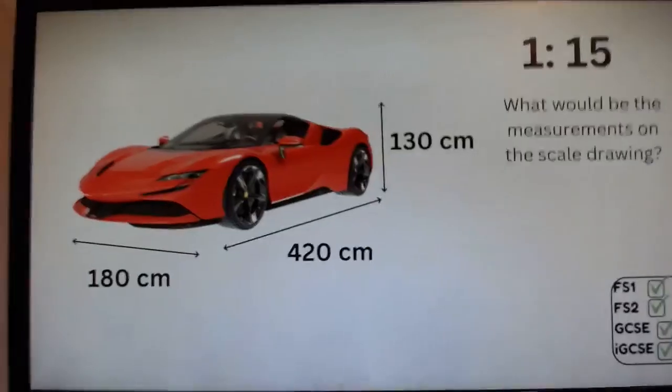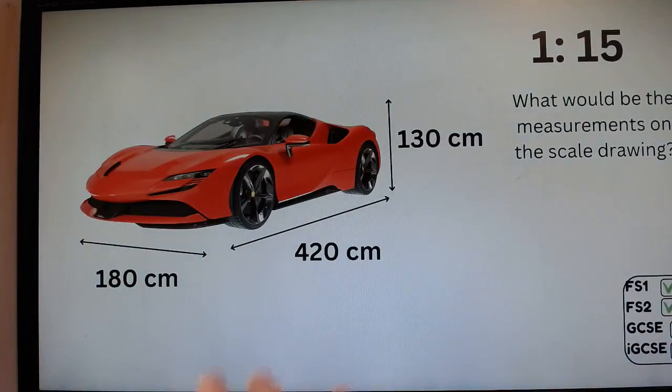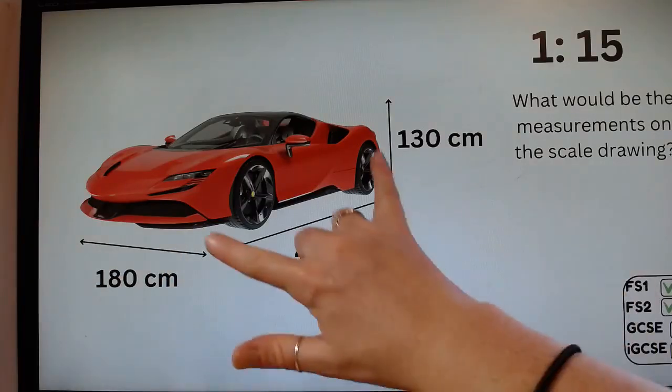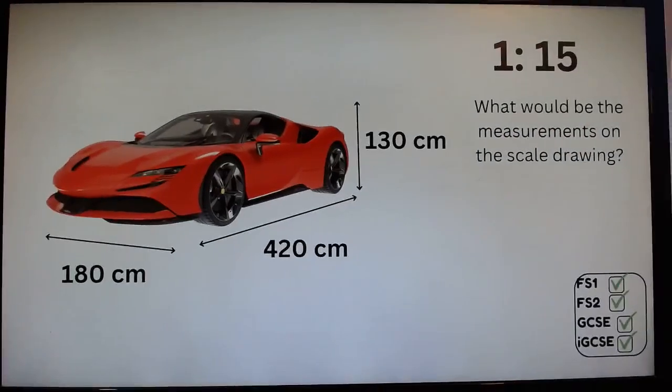Okay, so one for you to have a little go at here. Here is a car. I looked up the measurements of this car. They were a little bit awkward, so I adapted them slightly. The width of the car is, we'll say, 180 centimetres. The length of the car is 420 centimetres, and the height of the car is 130 centimetres. I would like to do a scale drawing of this using the scale 1 to 15.